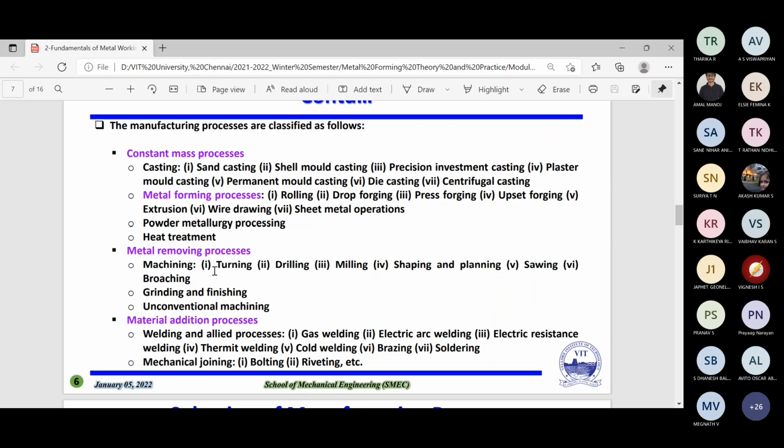No, you have done it. Metal removing is what you did last time: machining, turning, drilling, milling. You have done machining and metrology. And the material addition is welding: gas welding, then brazing, soldering, thermite welding. Many weldings are there, and riveting. That is pending.